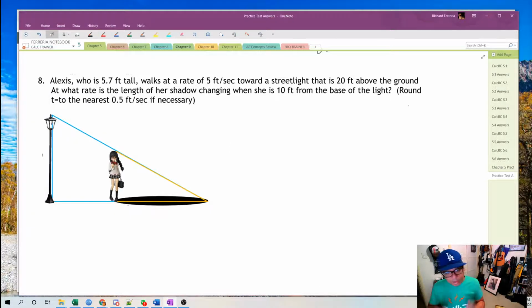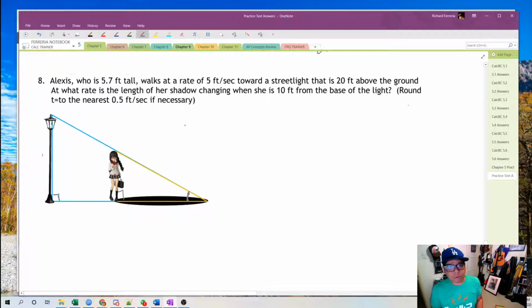Firstly, we have a right triangle. Actually, we have two right triangles. We have one right angle right here, so our blue triangle is a right triangle. We have another right angle over here, so our orange triangle is a right triangle. And secondly, both of those triangles have a vertex in common, which is this one right over here.